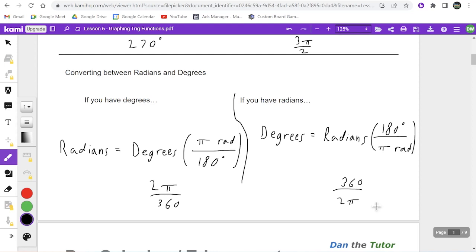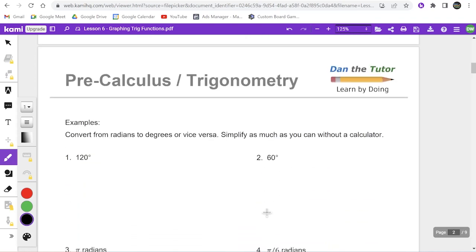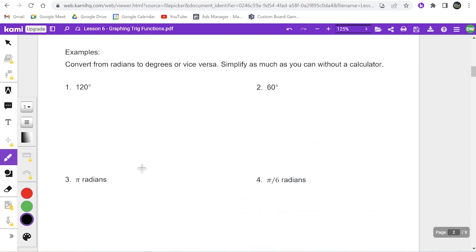Okay, great. So then for the first few problems we have here, we're actually going to be converting from radians to degrees and vice versa. And I'm not letting you use a calculator for this, so we're going to try and do this and simplify as much as we can. So here's what I'm going to say.